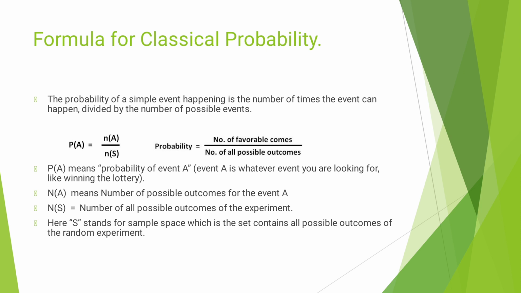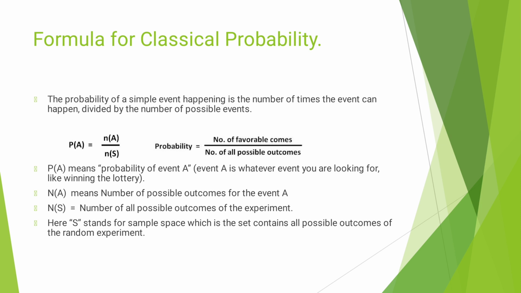P(A) means the probability of event A. Event A is whatever event you are looking for, like winning the lottery. n(A) means the number of possible outcomes for the event A. n(S) is the number of all possible outcomes of the experiment. Here S stands for sample space, which is the set of all possible outcomes of the random experiment.